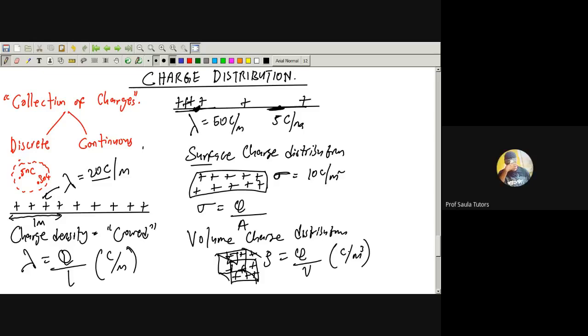So that's about the charge distribution. In our next class, we'll be looking at electric field in some specific geometries, like a charge ring. Do you understand? Yes. Then we're moving to Gauss law and the rest.